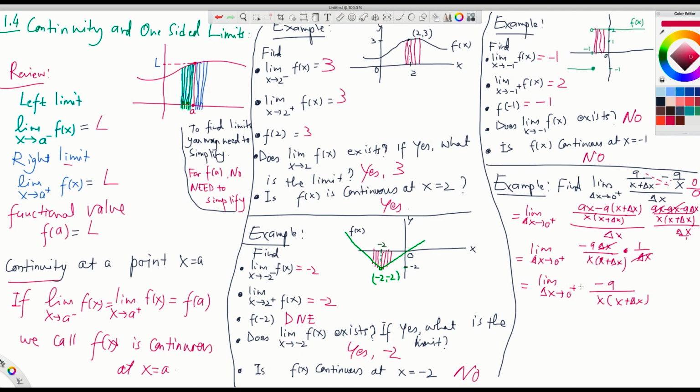Although there is 0 plus, basically it is 0, but it is saying from the right side. So basically you plug in 0 there. It is the same as delta x tends to 0 of negative 9 over x times x plus delta x. Now you plug in that 0 plus or 0, whatever you want to say, but this is basically 0. So what you get is negative 9 over x squared. And after you plug in the limit, you don't need to write the limit again. After you replace delta x by 0, you don't need to write the limit delta x tends to 0 again. So this is the final answer. The limit here is negative 9 over x squared.